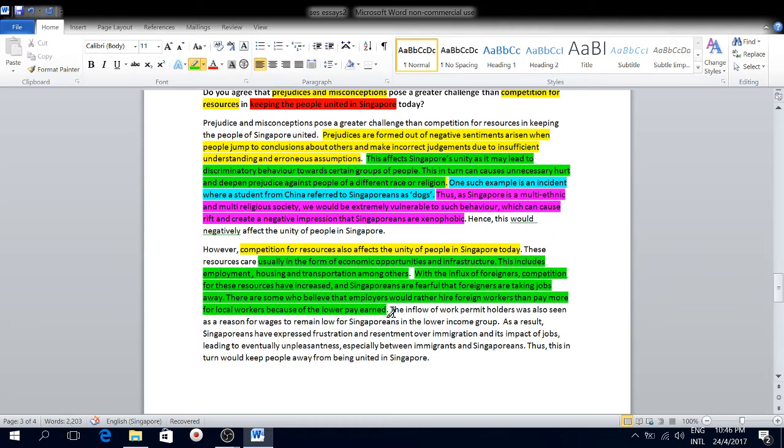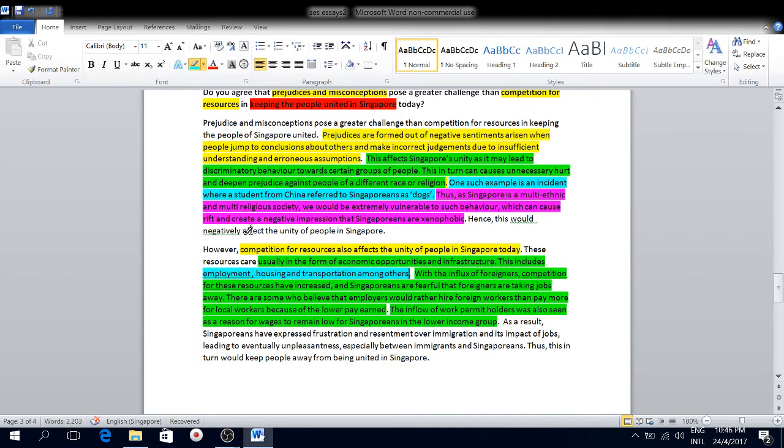Okay, the second part is that the inflow of permit holders is also seen as a reason for wages to remain low for Singaporeans. So in a sense, I'm dwelling deeply into what competition for resources actually encompasses. So number one, it encompasses infrastructure and economic opportunities. Number two, what are they? They are employment, housing, transportation, among others.